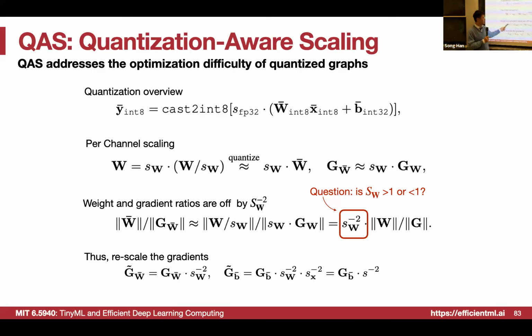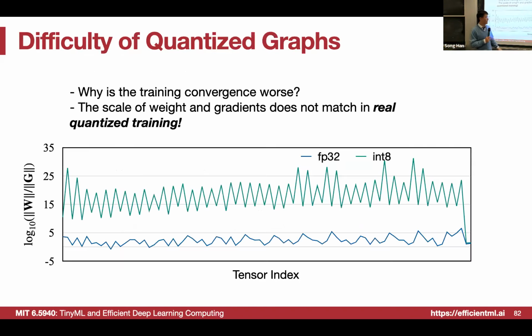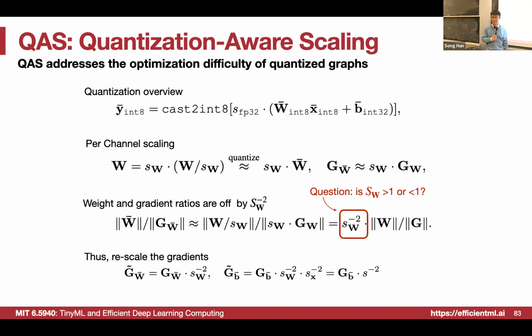Okay, so as a result, the new weight over gradient after quantization is much larger, something larger than 1 times the original weight over gradient, which explains why the weight over gradient becomes much larger. This is in log space. It's actually many orders of magnitude larger.